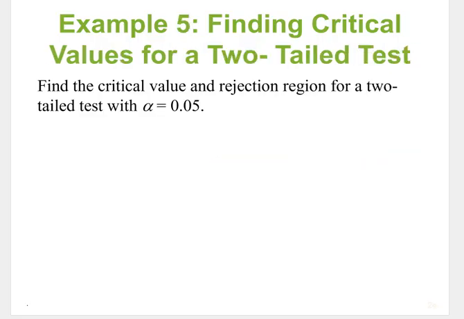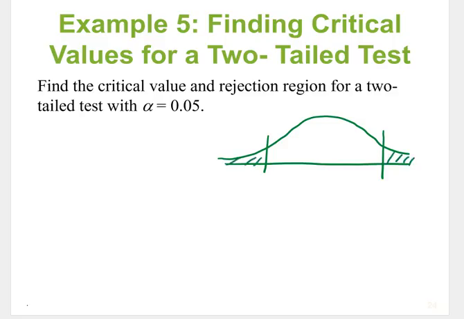All right, here's the next example. Find the critical value and the rejection region for a two-tailed test with alpha equal to 0.05. This time, when we draw our picture, we're going to have a two-tailed test. Half of alpha has to be here and half of it has to be here. So that means this area is 0.025 and this area is 0.025. We need to find those critical z's right there and right there. Remember, they're going to be the same number. One's going to be positive, one's going to be negative, because we're doing it for each tail.